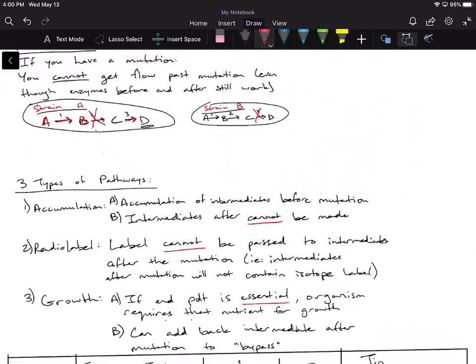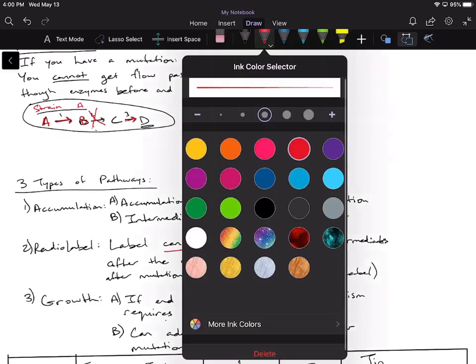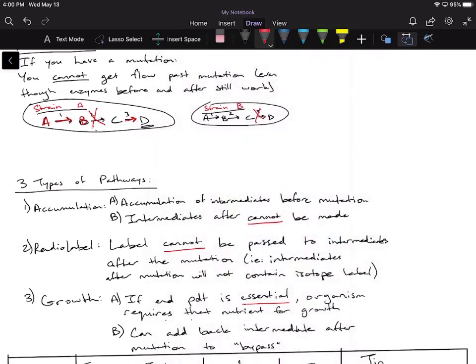The first one is accumulation. So accumulation of intermediates before mutation, intermediates after cannot be made. Just to explain what this is showing, let's go back to strain A. If we're looking at strain A, we're going to end up mutating enzyme number 2, okay? So that means that if I'm providing it A, A can be converted to B, so you're going to get accumulation of those intermediates, but because C and D come after the mutation, you are not going to be making these intermediates after that mutation, so you're not going to see an accumulation of those intermediates, okay?